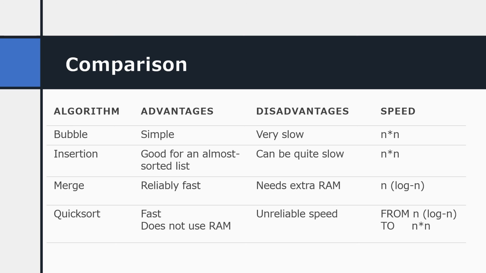The merge sort is nice and reliable and fast. It needs extra space in memory, but the speed is n multiplied by log n, which is the fastest of the sorts that we've learned. Quicksort is also fast and doesn't use RAM, but it does have this unreliable random factor, so its speed can vary from n times log n to n times n and anywhere in between.